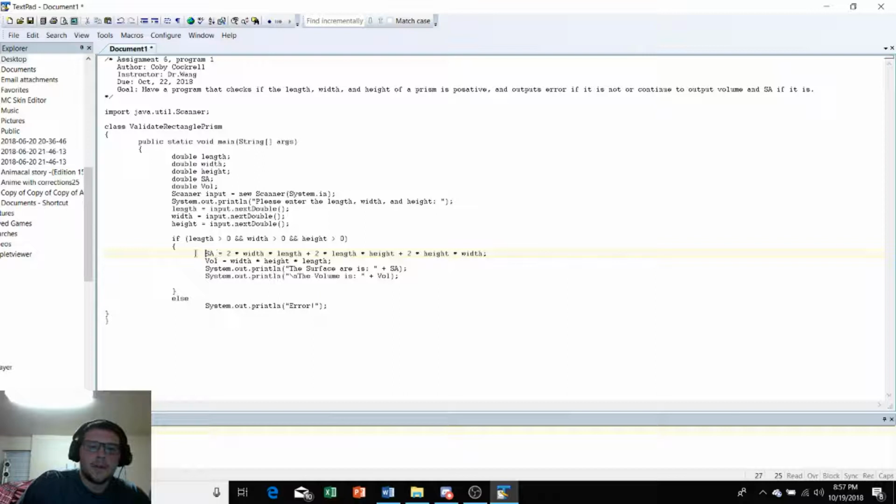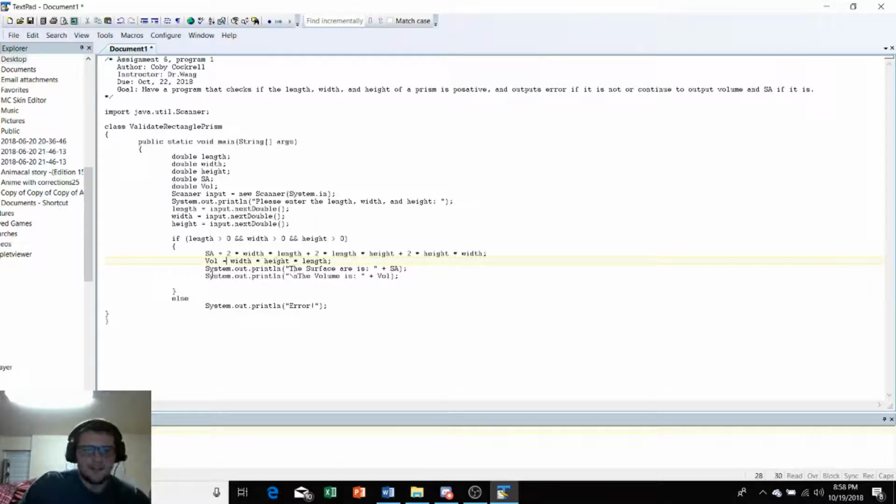Alright. So if they're all greater than 0, then surface area is equal to 2. And this is just a formula you can look up, honestly. I had to look it up because I got some of that wrong. I thought it was width, but I realized I was wrong. The formula is 2 times width times length plus 2 times length times height plus 2 times height times width. That is the formula for the surface area of a prism. And the volume is just width times height times length.